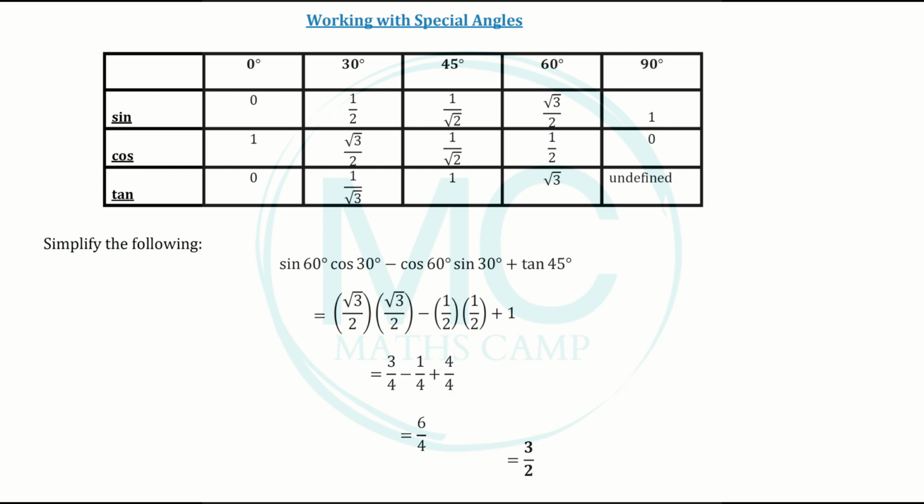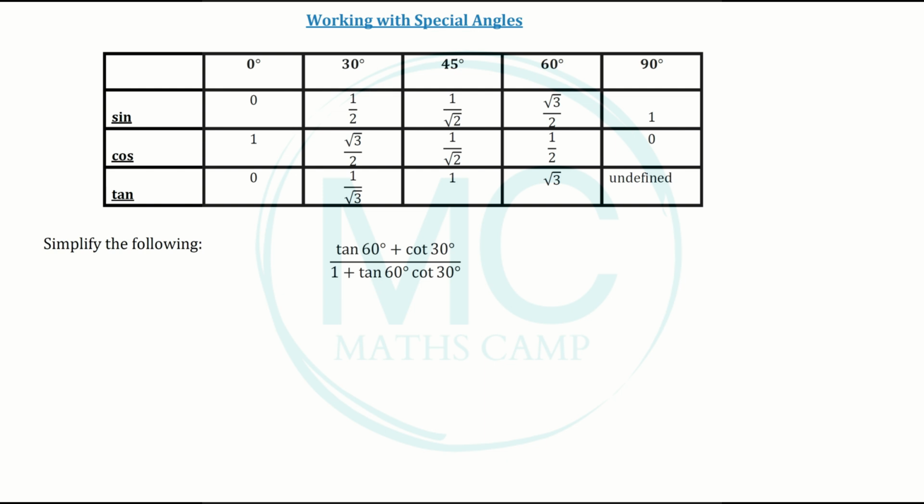Let's do one more example. Tan 60 degrees plus cot 30 degrees all over 1 plus tan 60 multiplied by cot 30. Let's start by filling in our values. Tan 60 degrees is root 3. You can write this over here. Plus cot is the reciprocal of tan. So we're looking at 30 degrees. Tan 30 is 1 over root 3. Let's flip it over. And for cot 30, we get root 3. All over 1 plus tan 60, root 3.